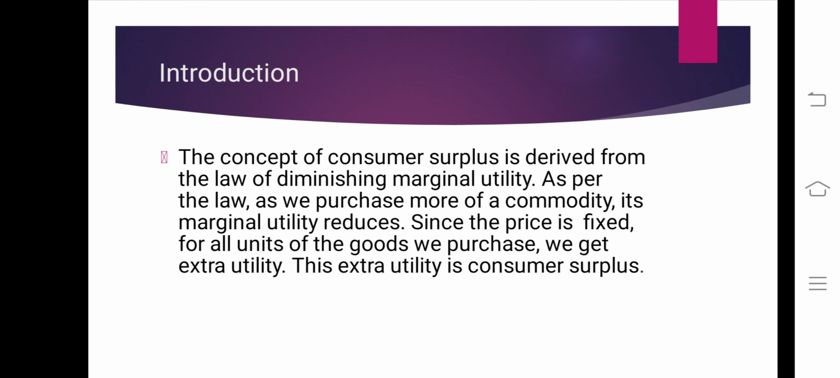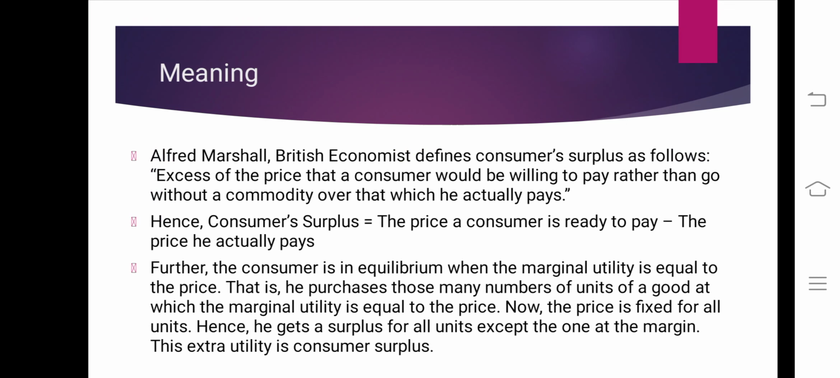So let us see the first topic, that is the introduction. The concept of consumer surplus is derived from the law of diminishing marginal utility. As per the law, as we purchase more of a commodity, its marginal utility reduces. Since the price is fixed for all units of the goods we purchase, we get extra utility. The extra utility is nothing but the consumer surplus.